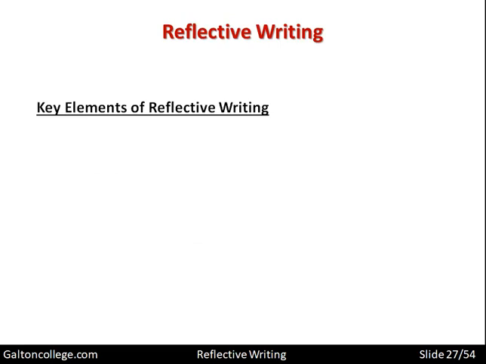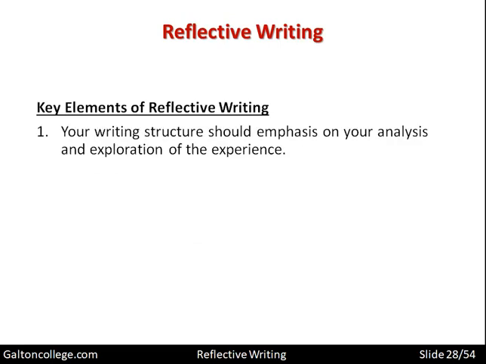Now, the key elements in reflective writing. Well, your writing structure should emphasize your analysis and exploration of the experience. So we should be able to look at our experiences and explore our experiences. And this should form the core of what we're writing about. This is our interpretation of the event we're discussing. And then write it down as clearly as possible, because this description is what we will return to at a later date to reflect on and discuss.